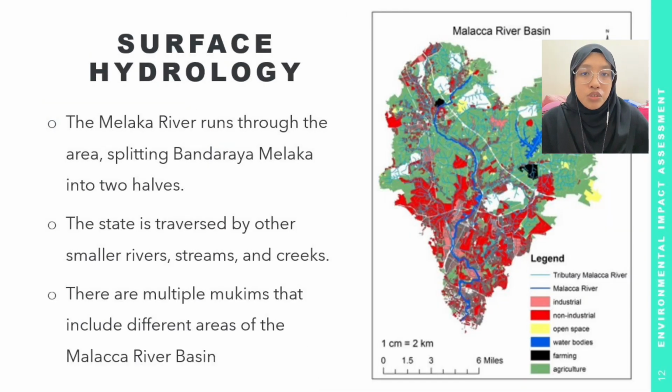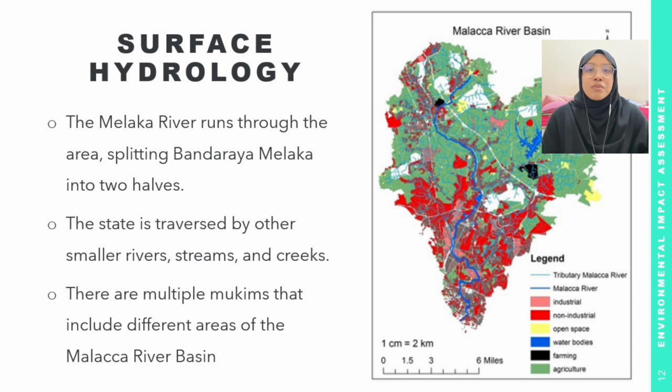Based on the figures shown, the Melaka River runs through the area, splitting Bandaraya Melaka into 2 halves. This river distinguishes the topography by generating a natural stream and altering the urban environment. In addition to the Melaka River, the state is traversed by other smaller rivers, streams, and creeks, including Sungai Kesang, Sungai Keruh, and Sungai Duyung. These bodies of water contribute to the region's surface hydrology by acting as drainage routes and sustaining ecosystems.